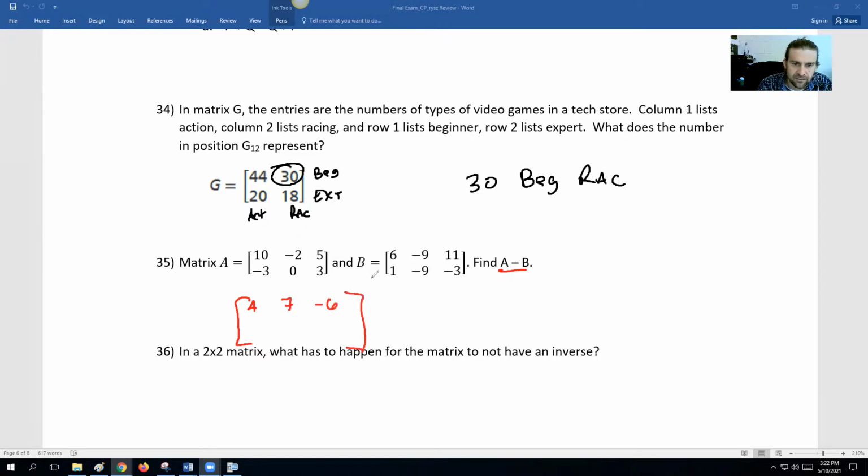Keep it going from the next row. Negative 3 minus 1 is negative 4. 0 minus negative 9 would be 0 plus 9, or 9. And then 3 minus negative 3 is 6. There we go. All right.